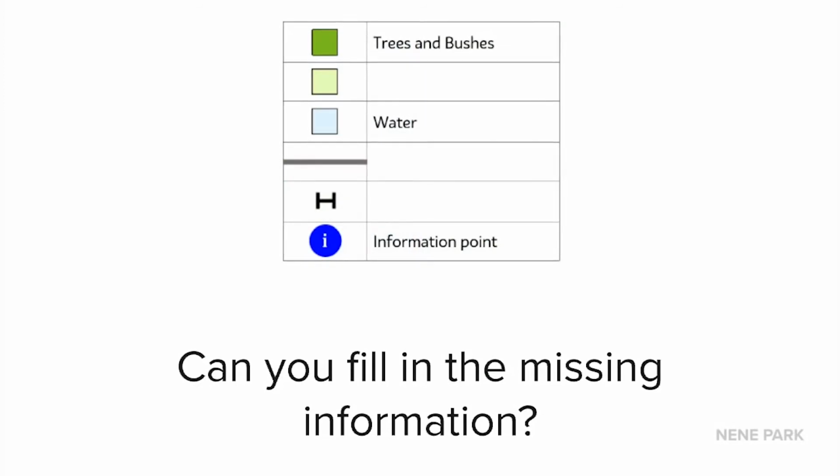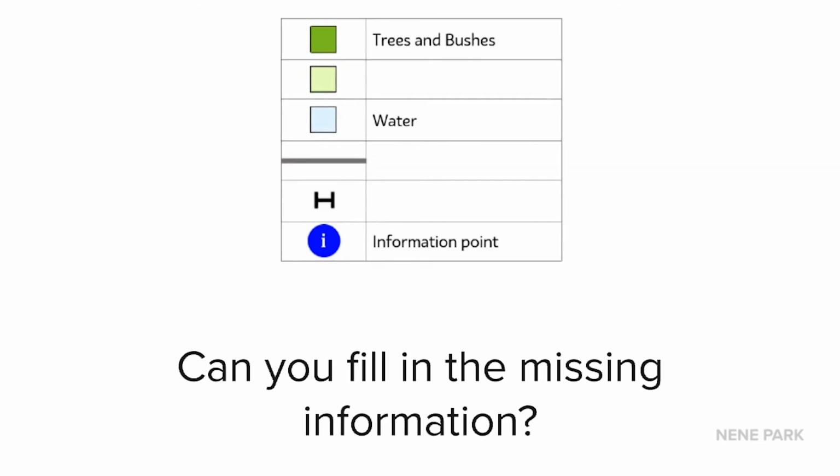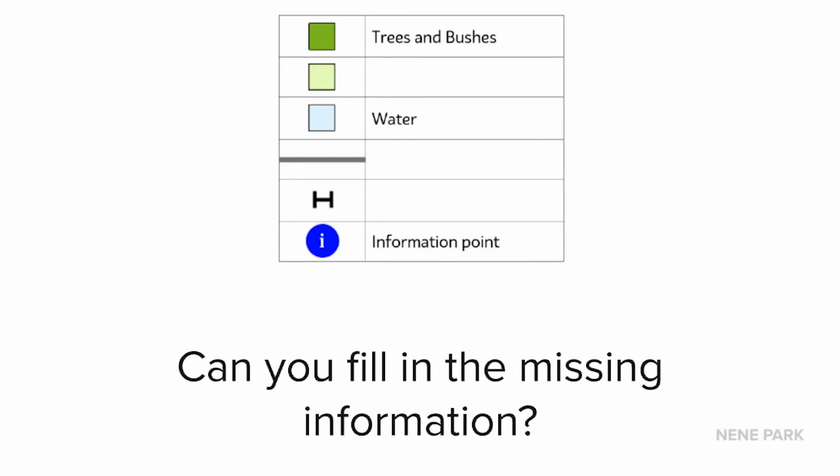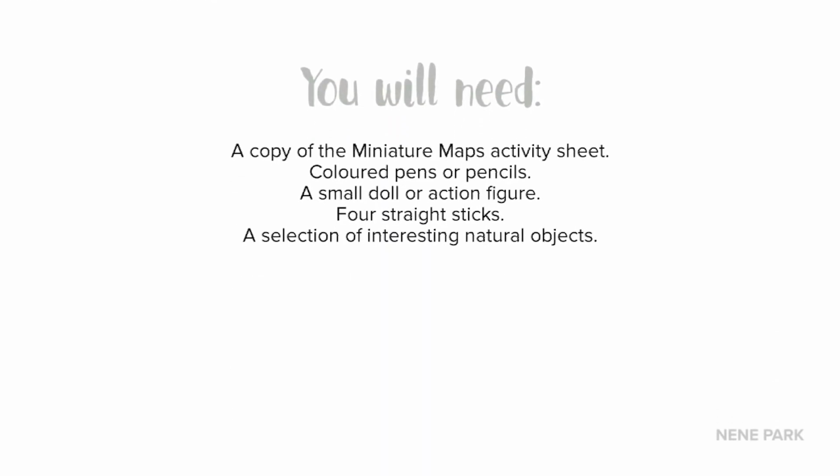On your activity sheet, you have a key for the map that we have just looked at, but some of the information is missing. Can you fill in the gaps to show what the colours and symbols mean? Now it's time to go outside. You'll need a copy of the Miniature Maps activity sheet, some coloured pens or pencils, a small doll or action figure, and when you get outside, look for 4 long straight sticks and a collection of interesting natural objects.